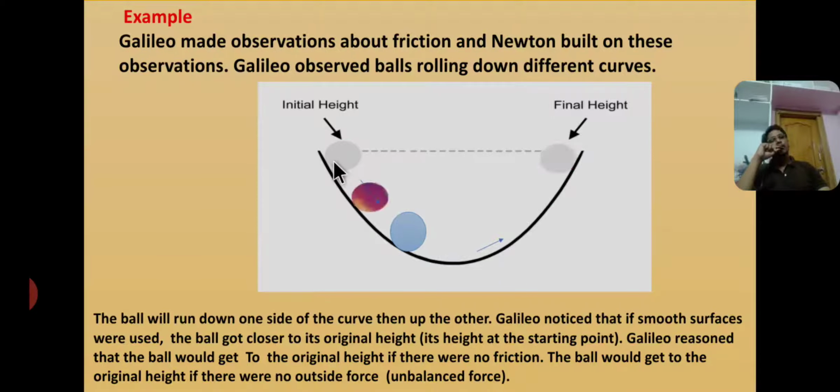When I release this ball, what happens? It goes like this, and it attains a maximum height. This is the initial position. This is the final position. The ball will run down one side of the curve, then up the other. Galileo noticed that if smooth surfaces were used, the ball got closer to its original height.